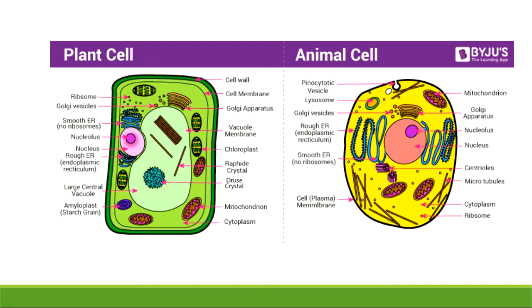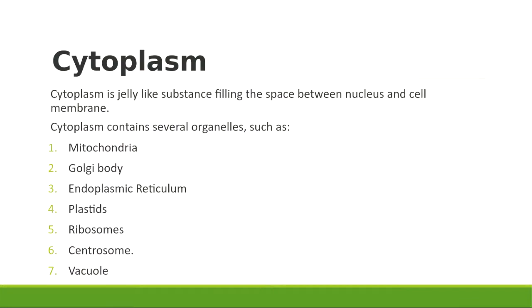What are cytoplasmic organelles? These are the mitochondria, Golgi bodies, endoplasmic reticulum, plastids, ribosomes, centrosome, and vacuoles. These are the cytoplasmic organelles. And these organelles perform a very specific function which is unique to them. No other organelle can perform any other organelle's function.